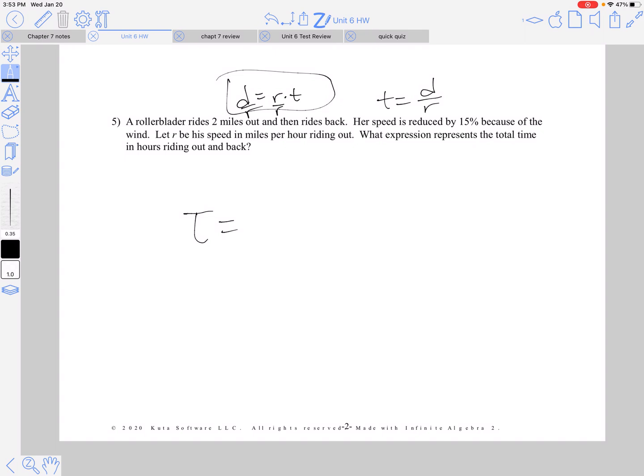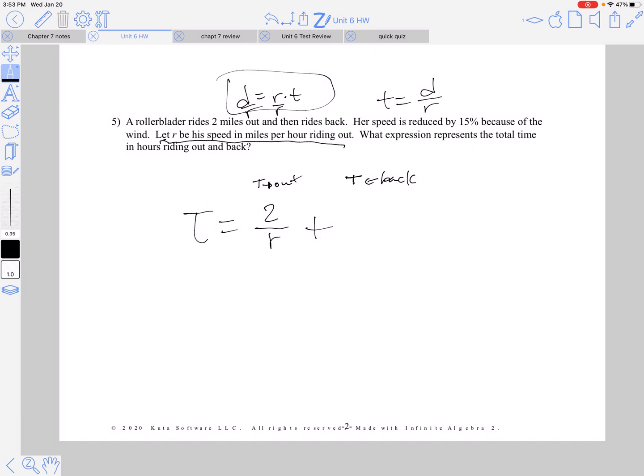So we're going to have to find the time going out and then the time coming back. The reason that we're going to have to do those separately is because we have different rates. Going out we have a rate, and then coming back we have it reduced by 15%. So we're going to find the distance divided by rate for going out, which we're traveling 2 miles. And then it says right here, let R be the speed in miles per hour riding out. So 2 divided by R. Once I have R, I'll plug that in and I'll know the rate.